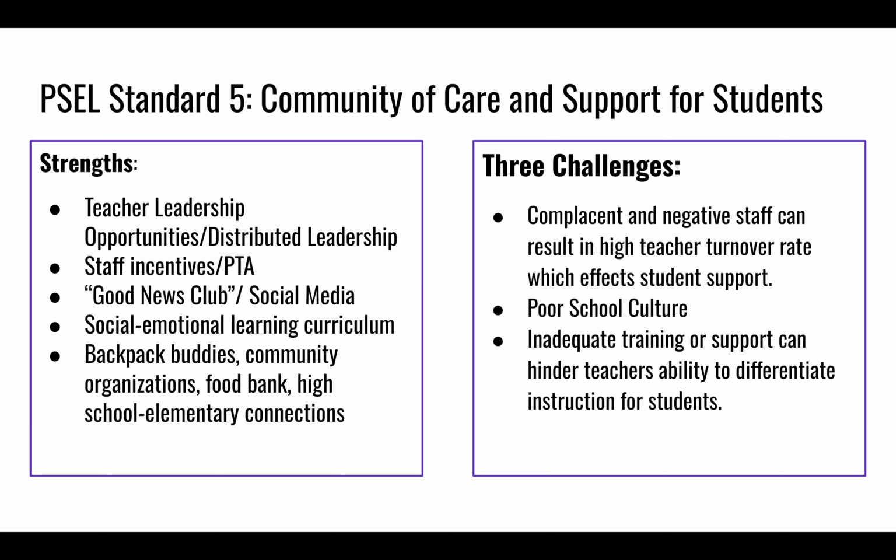When we look at the three challenges of community of care and support for students, we see that complacent and negative staff can result in a high teacher turnover rate, which affects student support. We can also have a poor school culture. And inadequate training or support can hinder teachers' ability to differentiate instruction for students.